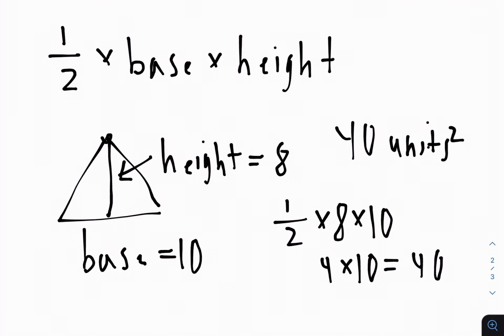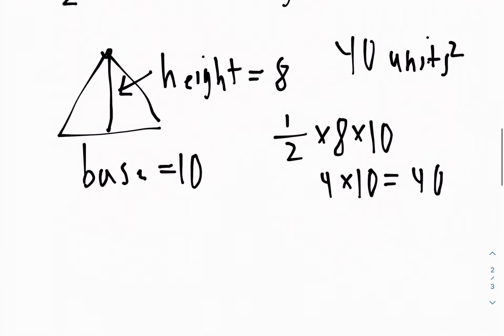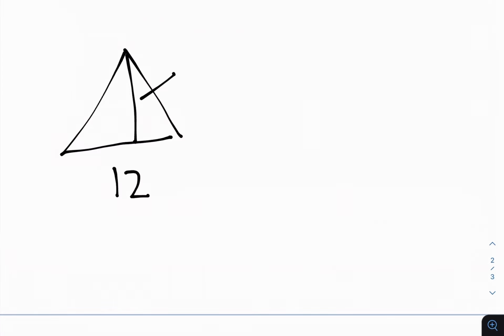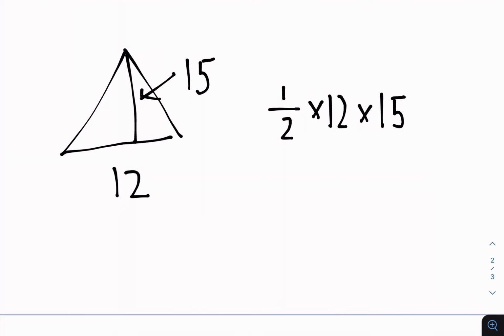Okay, now let's look at another example. So if we have a triangle with the base of 12 units and a height of 15 units, to find the area of this, we just do 1/2 times 12 times 15. So 12 times 1/2 is 6 times 15. And if we do that, we get 90. So that means that the area of this triangle is equal to 90 square units.